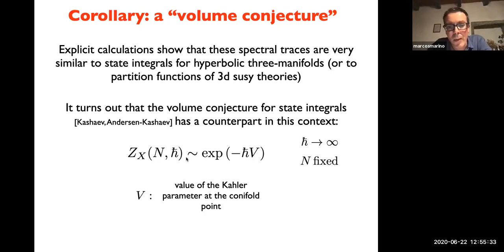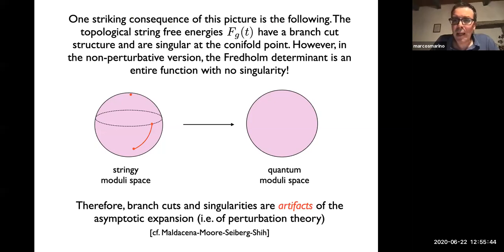So these are more or less the conjectures that we made. And as I said, we don't really have proofs of these conjectures. One interesting thing is already to see what these conjectures say about topological string theory. And one surprising consequence of this picture is the following. Anybody who has done calculations of topological string theory knows that these topological string free energies have a complicated branch cut structure. For example, they have branch points at the conifold point, and so on.